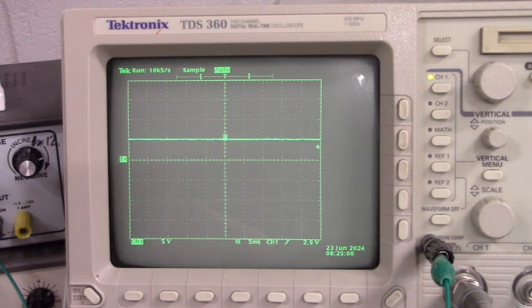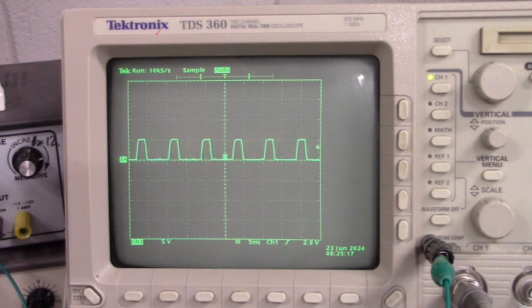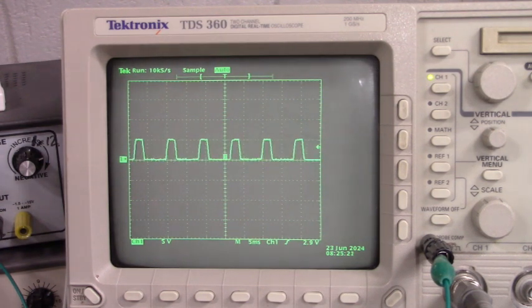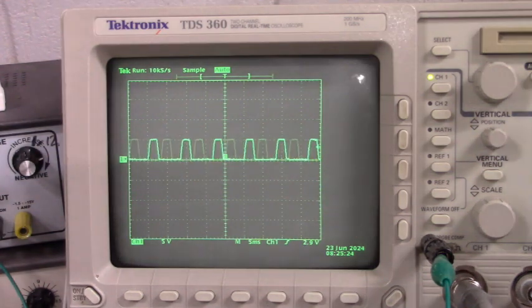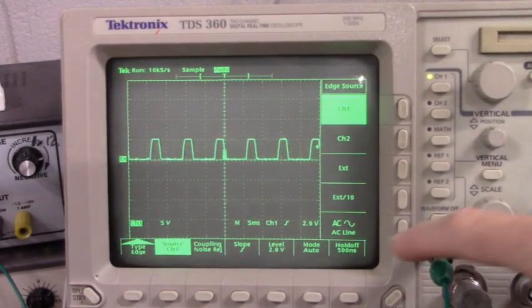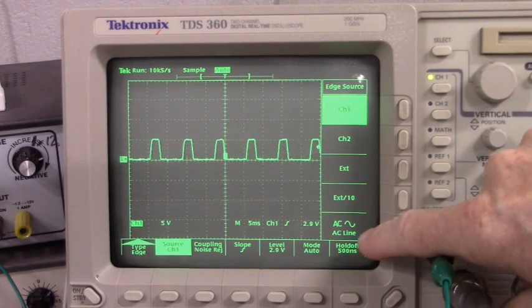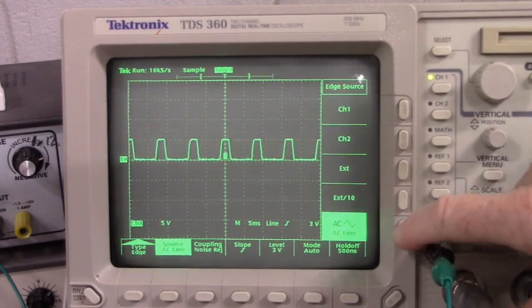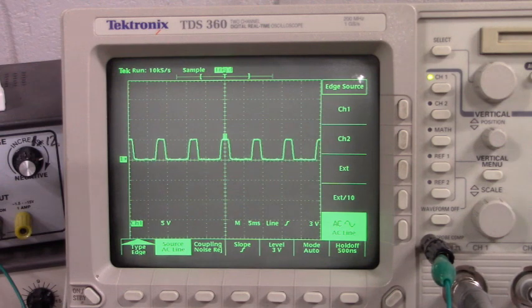Now when I apply 120 volts AC to the L1 and L2 input of this circuit, there's our pulses. Look at that. So when the optocoupler is turned on, let me see if I can get this to trigger. I've got to get this to trigger so we can talk about it. Let's trigger on the AC line. There we go. That's locked in pretty good.